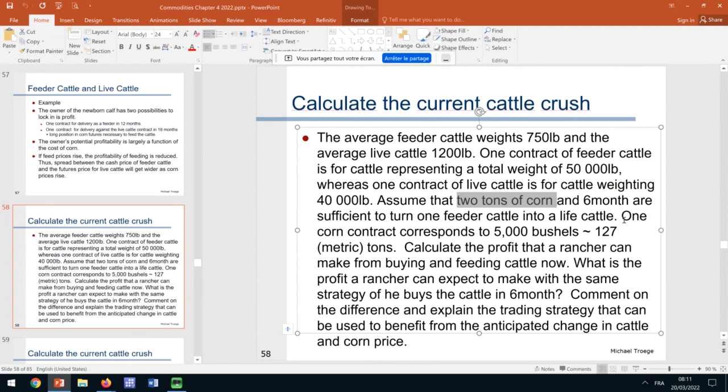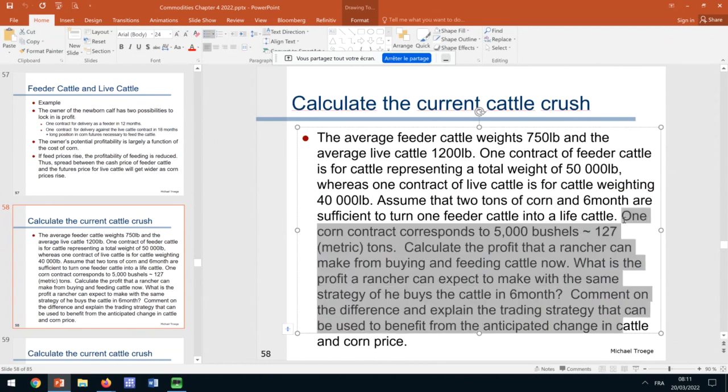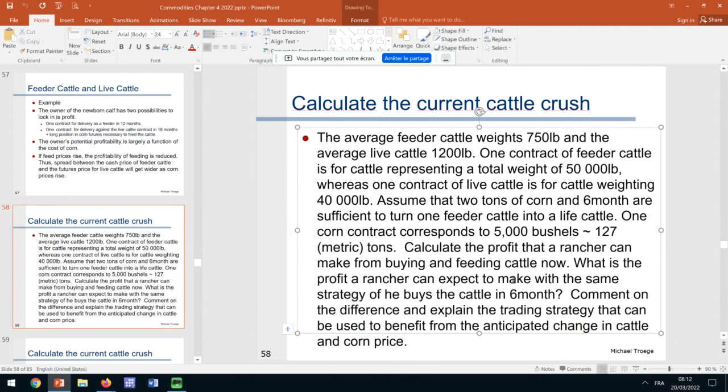Then the remaining information we need is how many tons are one contract of corn, because unfortunately, as you know, it's given in bushels. But we know that 5,000 bushels is 127 metric tons. You have to be careful because you have the British imperial tons that are somehow different from the metric tons. So roughly the same, but not exactly. Very confusing. But that's not the question. So here we have the input data.